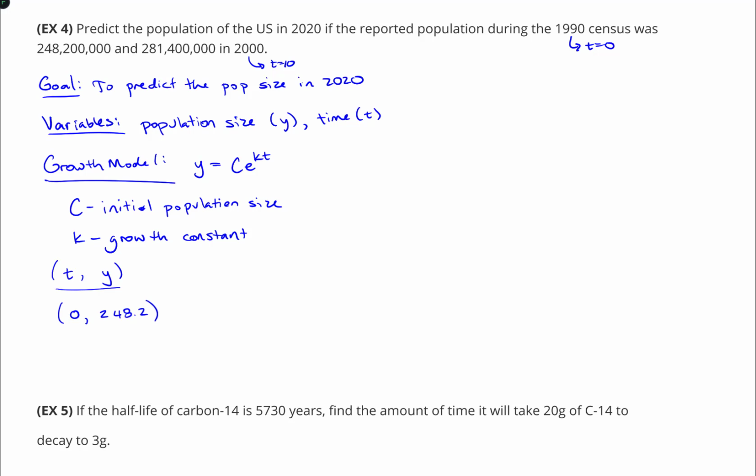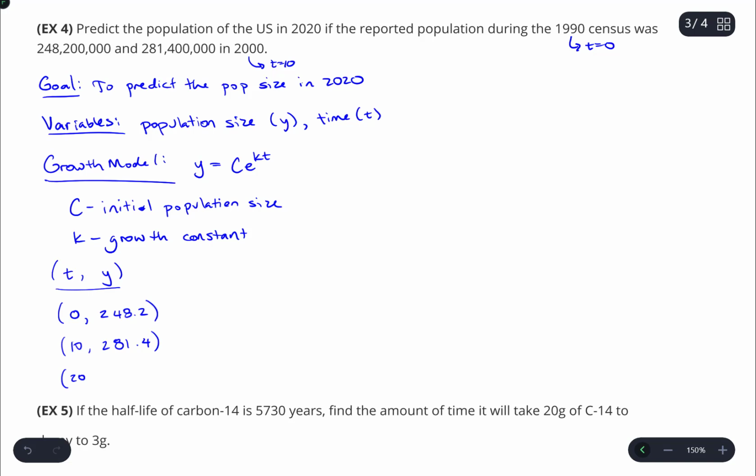And then my answer, of course, would just be in millions, that's all. And then we know 10 years later, the population size is 281.4. And then what we want to know is, in 2020, so when t equals 20, what is this population size? So we need some model to help us determine that. And actually, I was thinking this to be from 2000 again, so 30 years down the road would be 2020.